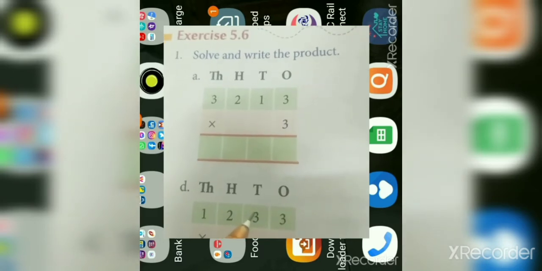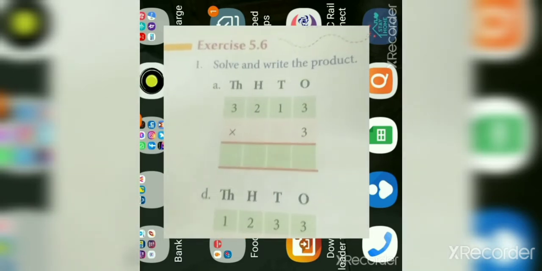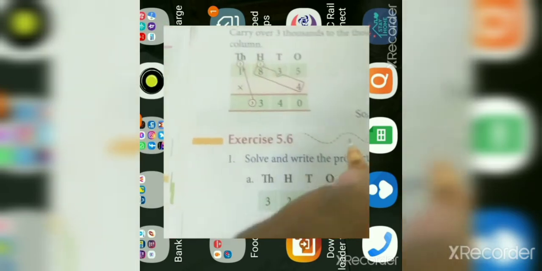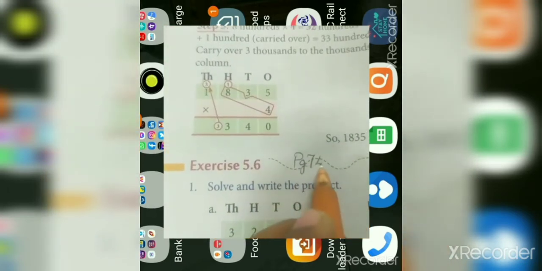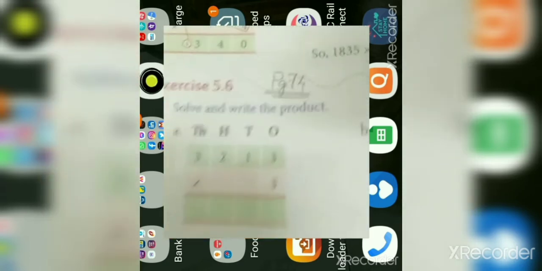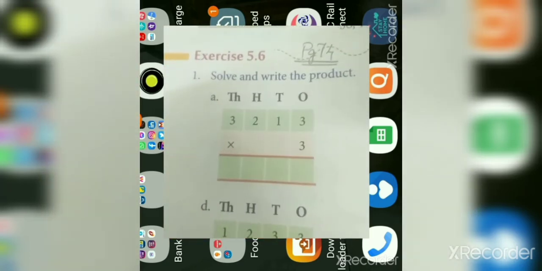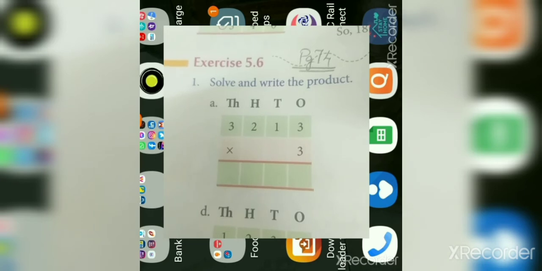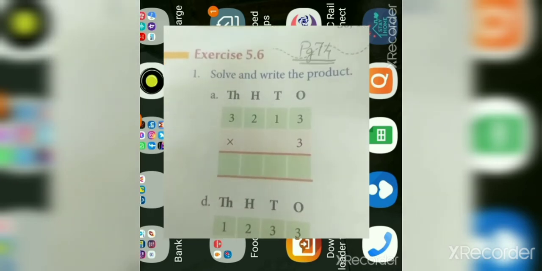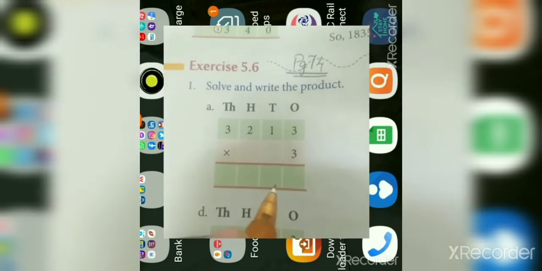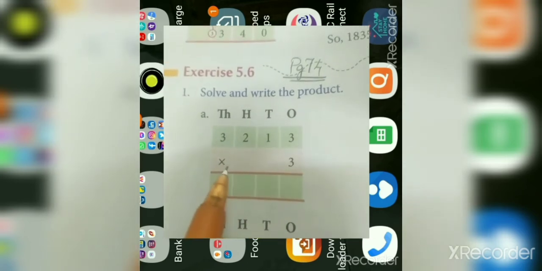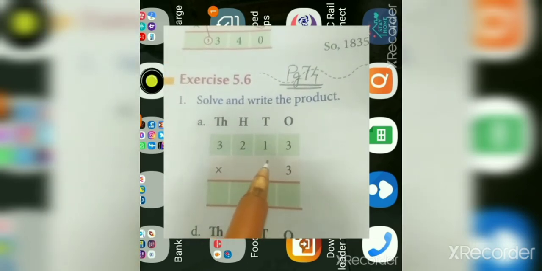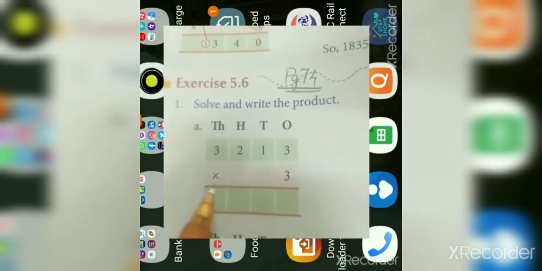Now children, open your textbook, page number 74. Now we will learn how to multiply a 4-digit number with a 1-digit number without carrying. So see here children, first problem is multiply 3213 into 3.